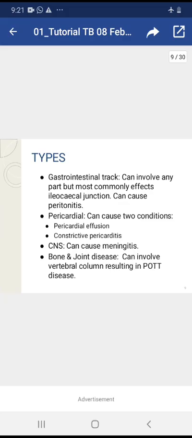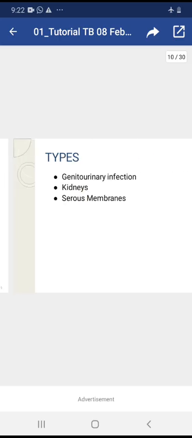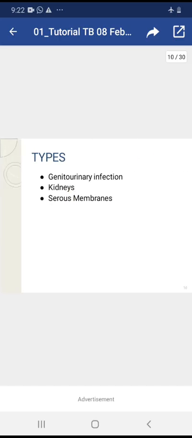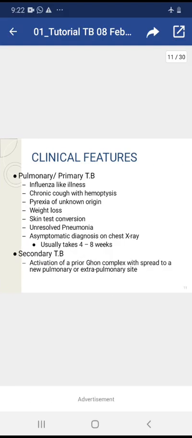GIT tract: other than lymph nodes, it may involve the GIT tract, commonly the ileocecal junction. In the cardiovascular system, it can cause two conditions: pericardial effusion and constrictive pericarditis. In the central nervous system, it can cause meningitis. As far as bone and joint are concerned, it can involve the vertebral column, resulting in Pott's disease. It may also cause genitourinary infection, involving kidneys and serous membranes.